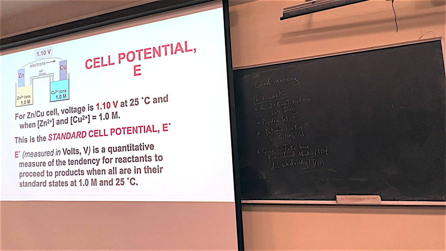Positive cell potentials are the ones that usually occur. So if you get a positive E, those are the galvanic, voltaic cells. Those are the batteries that work, all right? If you put your stuff together and you get a negative E, those are the ones that don't occur by themselves. You've got to do some other stuff we'll talk about briefly.